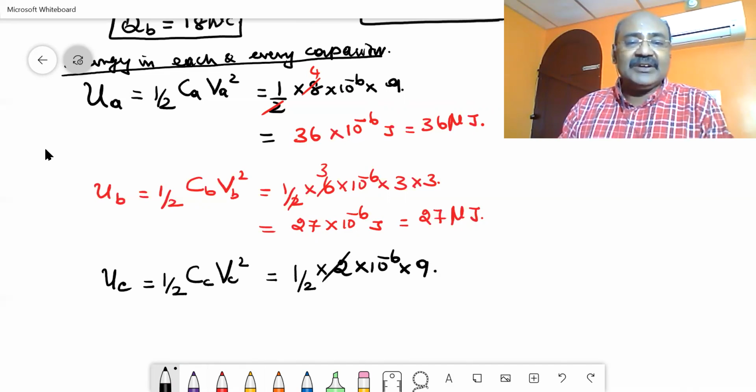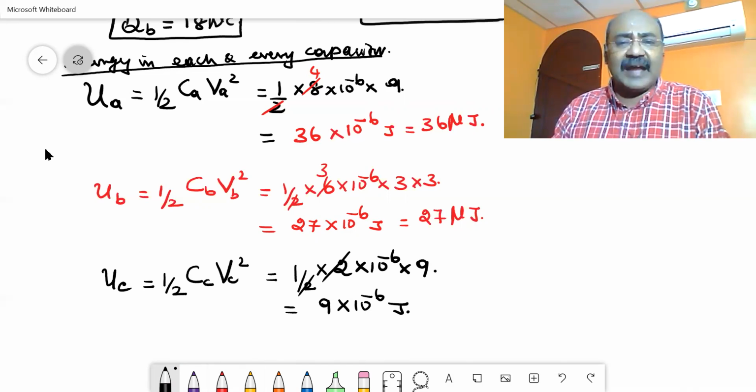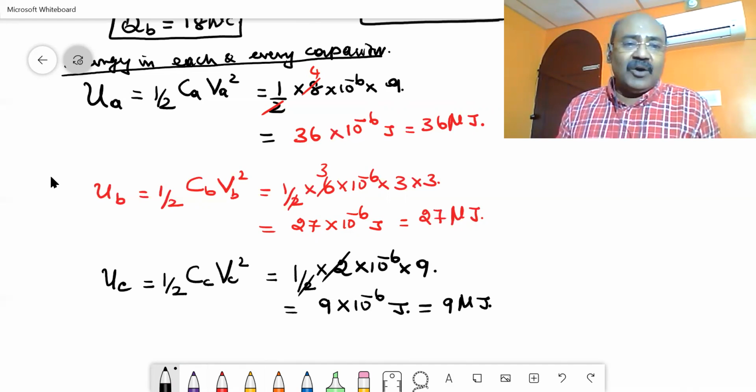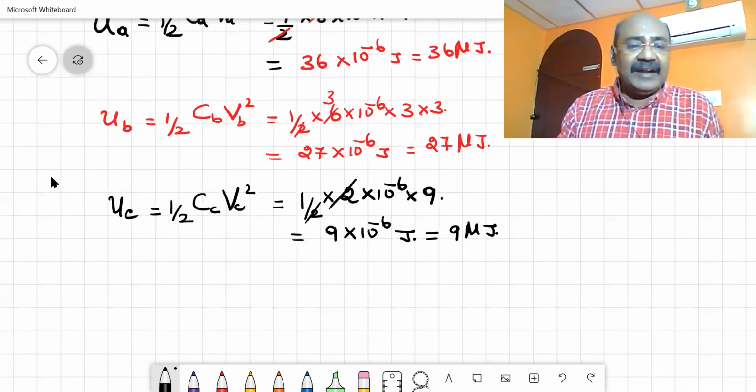So you get 9 into 10 to the power of minus 6 joules, which is equal to 9 microjoule as the answer. Then one more. What is that one more? What is the energy available in the capacitor D?